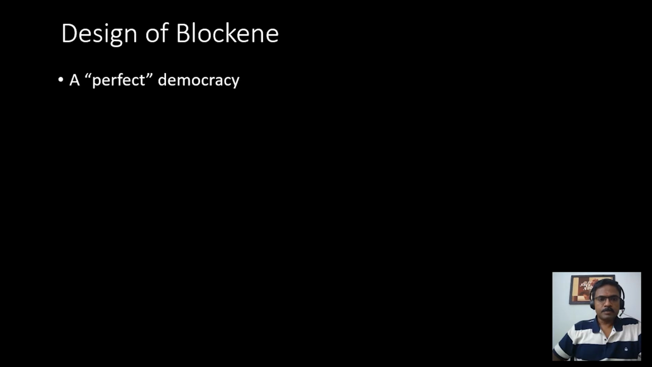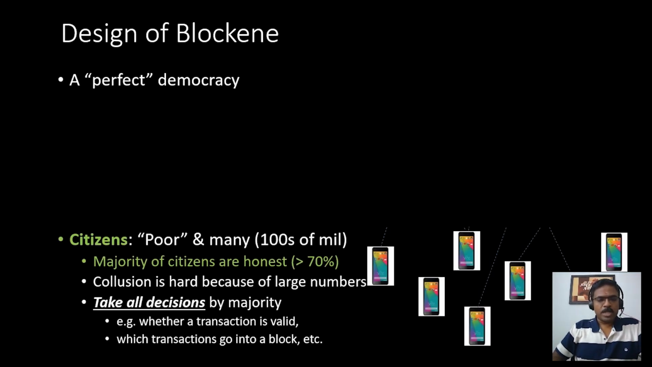Okay. Let's now look into how Blockene actually works. Blockene is structured around this notion of a perfect democracy. The most important entities in a democracy are obviously the citizens. They're large in number, hundreds of millions of them. Like in the real world, most of the citizens are poor. All they can afford is a smartphone. They can't run powerful servers and so on. But because of the large number, it's safe to assume that 2/3 of them are honest.